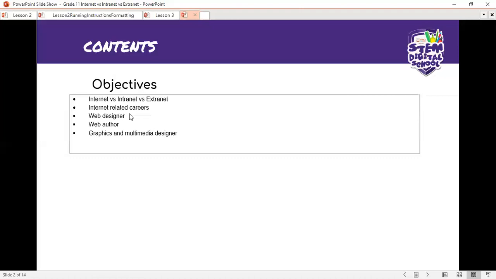And then after that, because our topic all along has been internet technologies, we are going to look at jobs that are related to internet technologies. We've got web designers. We're going to look at the requirements for you to be a web designer. And then we've got web authors. We're going to look at the requirements that you need to be a web author. And then we've got graphic and multimedia designers. We are going to look at the requirements of the two.